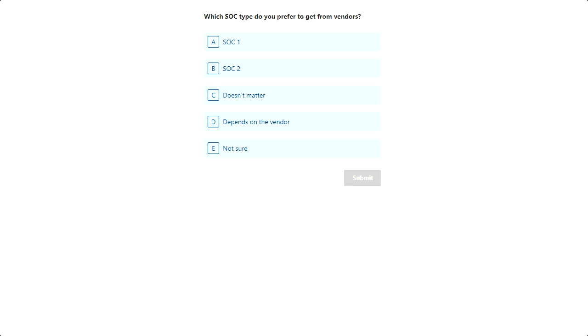This brings us to the first poll after the break. This poll question is, which SOC type do you prefer to get from vendors? SOC 1, SOC 2, doesn't matter, depends on the vendor, or you're not sure. And while we wait for the results to tabulate on this one, Lisa, let's answer another question from the audience.